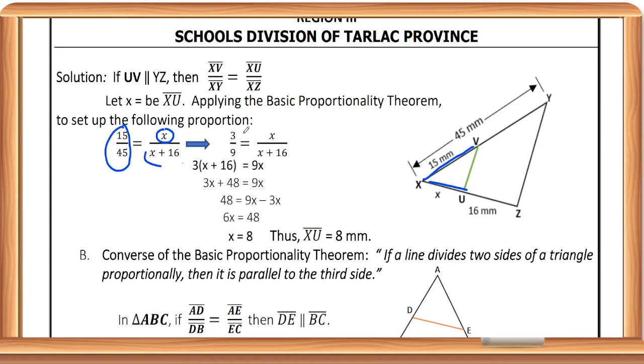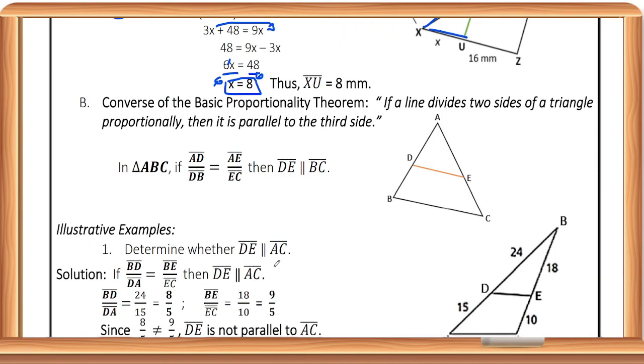And then, cross-multiplying. We have 9x is equal to 3 times x plus 16. So we have 3x plus 48 is equal to 9x. Combine the terms with x: move this 3x here, it becomes minus. So 48 is equal to 9x minus 3x, which is 6x. Since we're only looking for x, we divide both sides by 6 to cancel out, leaving x. So x is equal to 48 divided by 6, which is 8. Okay, that's how easy it is.